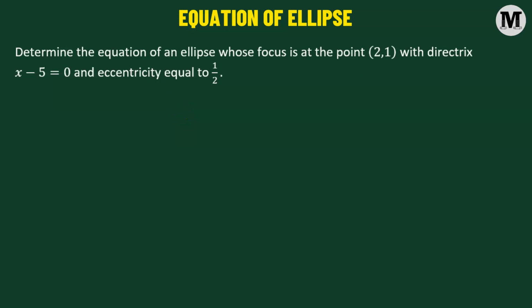So in this problem, we need to determine the equation of an ellipse whose focus is at the point (2, 1) with directrix given and the eccentricity is 1/2. Let's begin. We'll try to understand the problem graphically first.